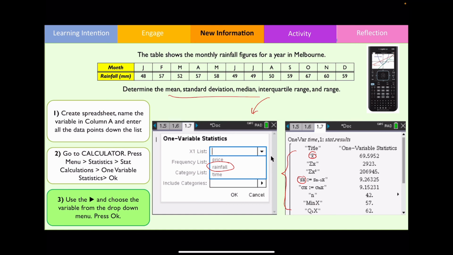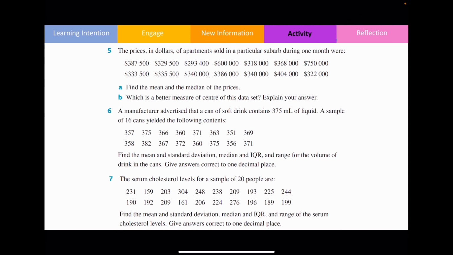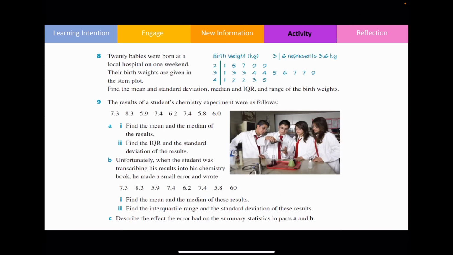To answer this question, if you were to scroll all the way down, you should get these answers over here. In terms of the IQR, you can find that by going Q3 minus Q1, and the range can be found by going the maximum value minus the minimum value. What I'd like you to do now is please answer questions from exercise 2G to get further practice using both by hand as well as a CAS calculator to find the summary statistics.